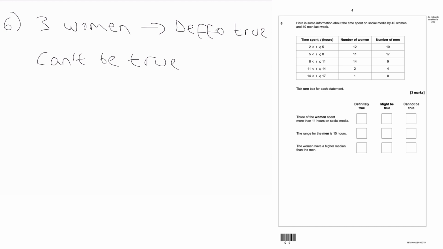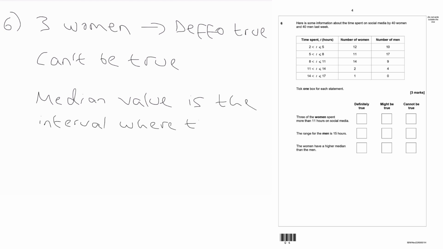So for this last statement, we're told that the women have a higher median than the men. So the median is just going to be where the middle of the sample size lies. So if we have 40 people in each sample, i.e. the men and the women, then the median is going to be the 20th person.